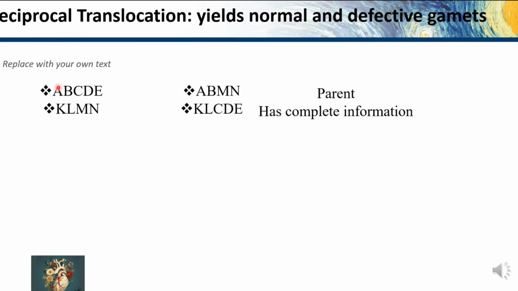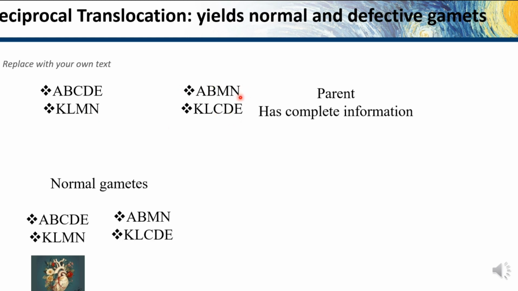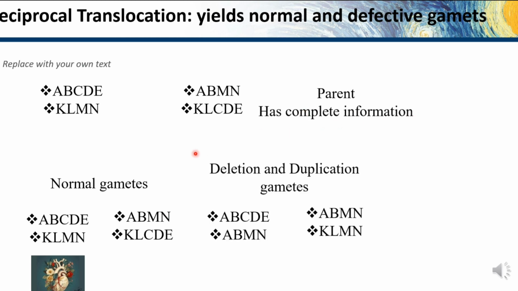So in this case, you can say the A, B, C, D, E genes are present on one chromosome and the K, L, M, N genes are present on another. And in this case you can see A, B, M, N and K, L, C, D, E. So the M, N genes and the C, D, E genes have been exchanged. These are the parent having the complete information. Now what will occur if these lead to different gamete formation?